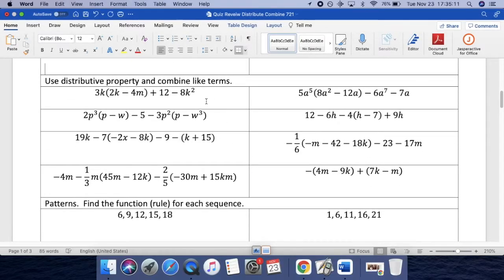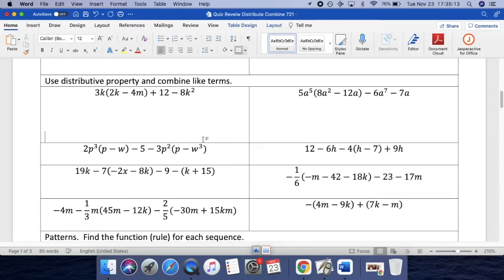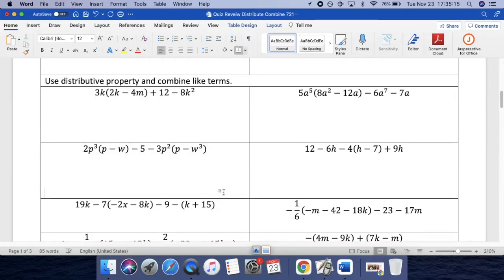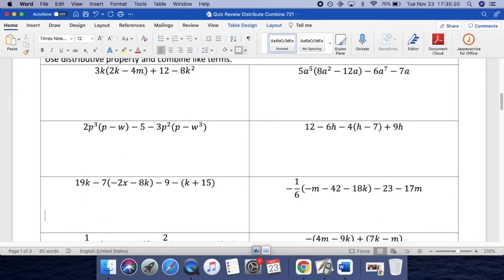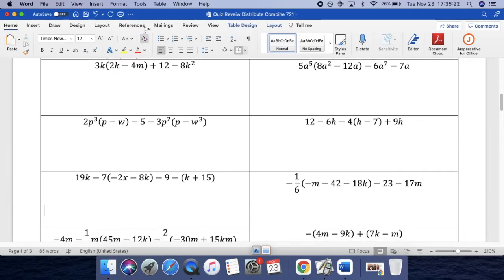What is this? You distribute, product, combine like terms. Ugh. Who writes these problems? Yes, it was me. Okay, let's go.